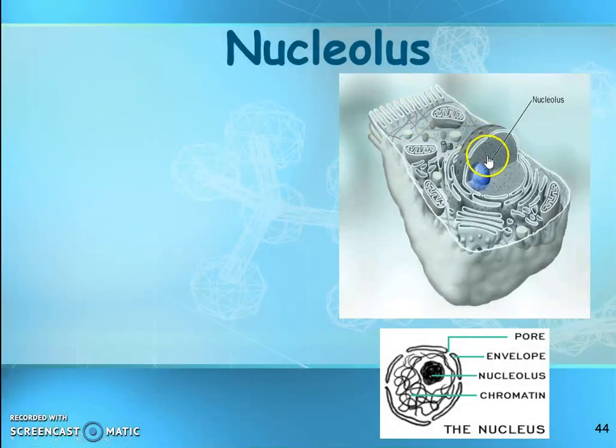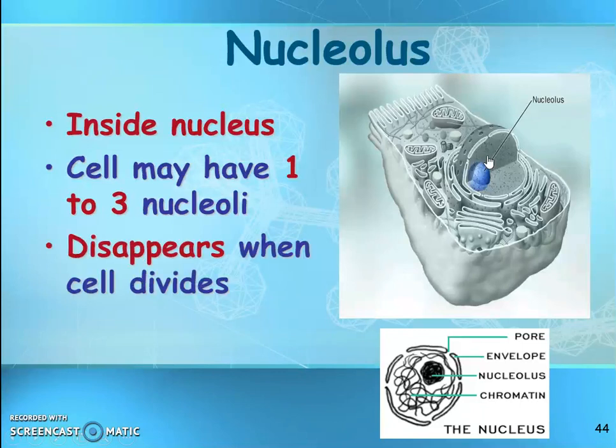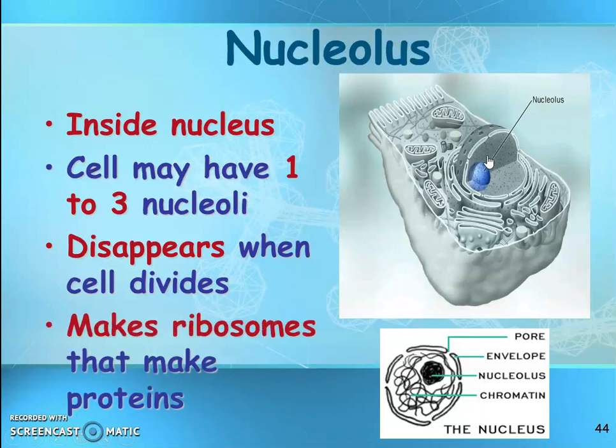Nucleolus. If you look in the center of the nucleus, you will find the nucleolus. The cell may have 1 to 3 nucleoli. Nucleolus is singular and nucleoli is plural. So you can find 1 nucleolus or 3 nucleoli. It disappears when the cell divides, so you will find the nucleolus especially in cells which are not dividing. The function of the nucleolus is to make ribosomes, and ultimately the ribosomes are responsible for protein synthesis.